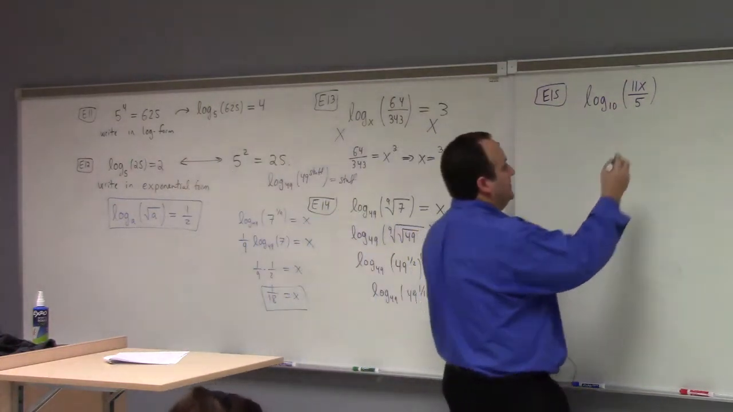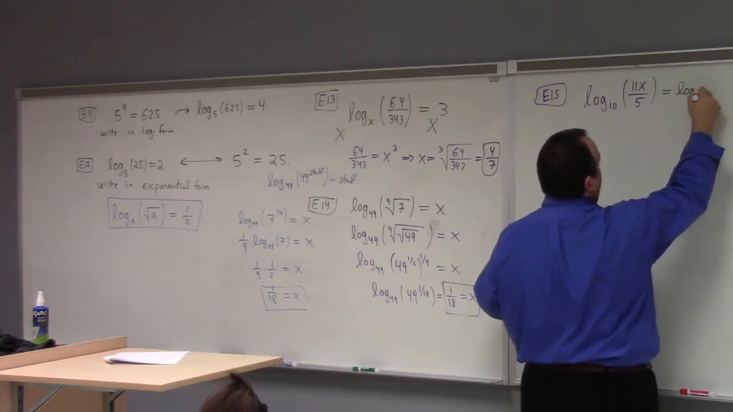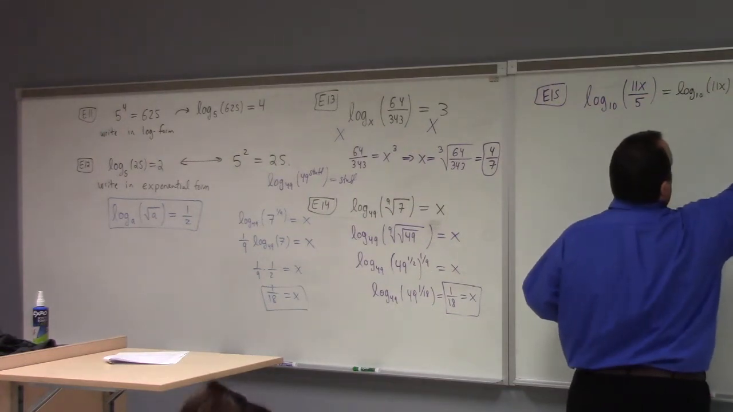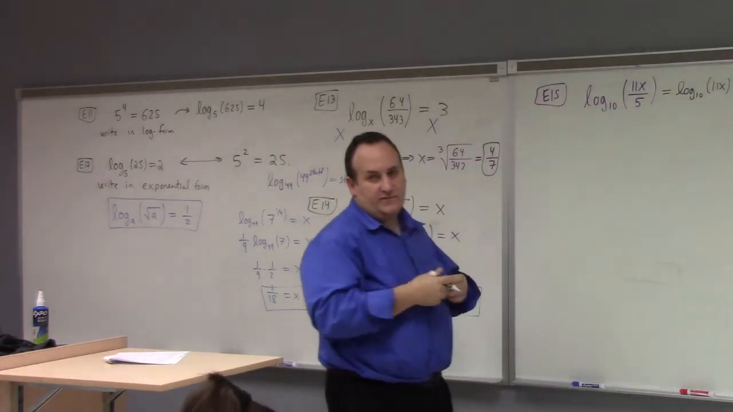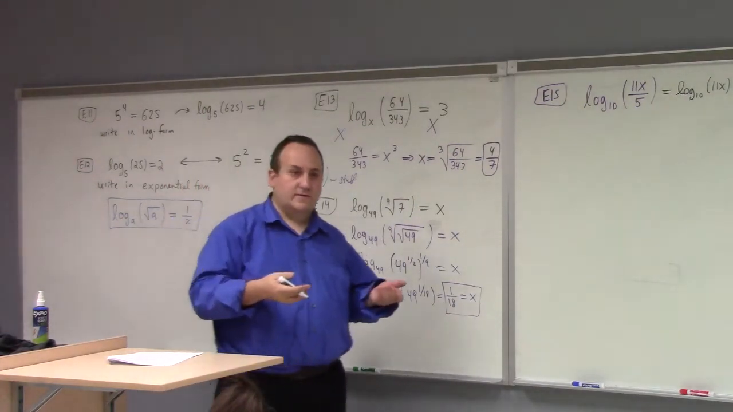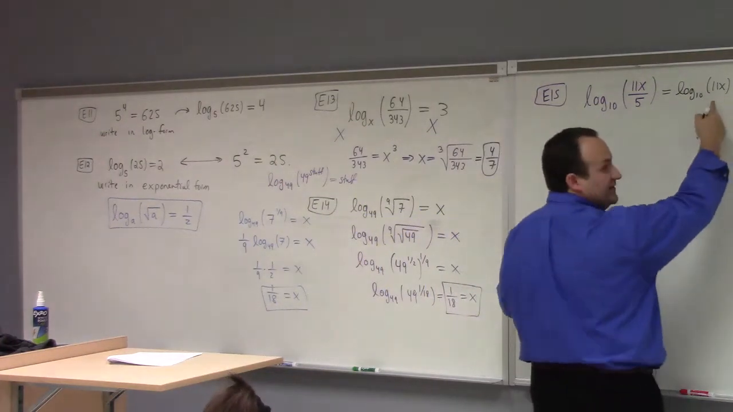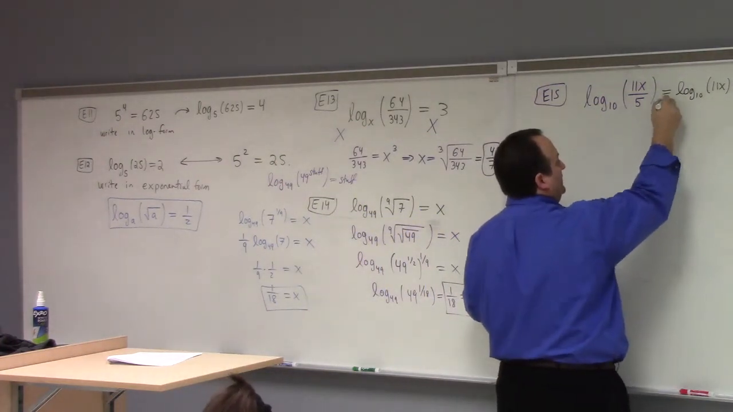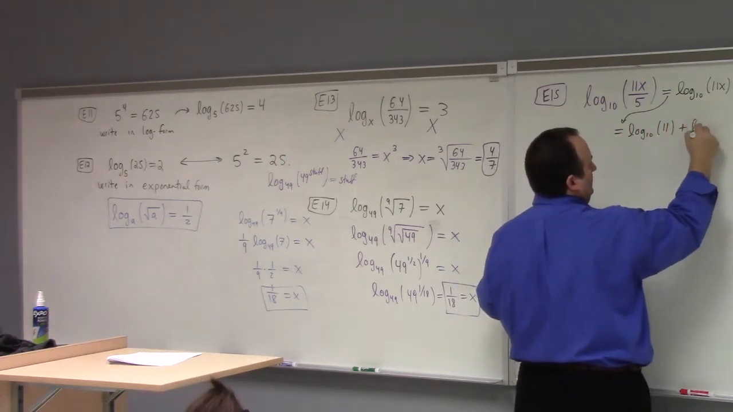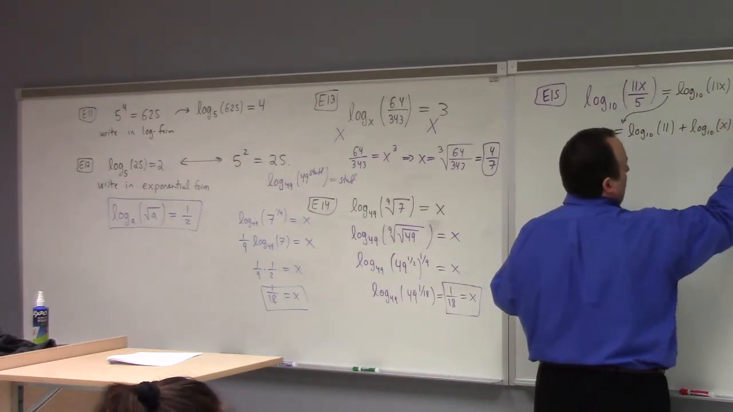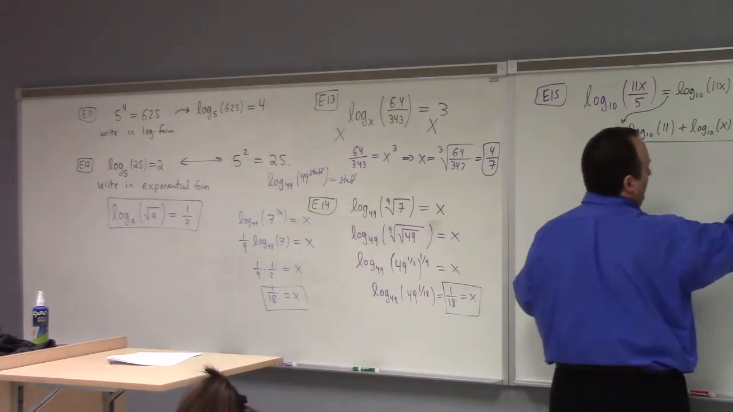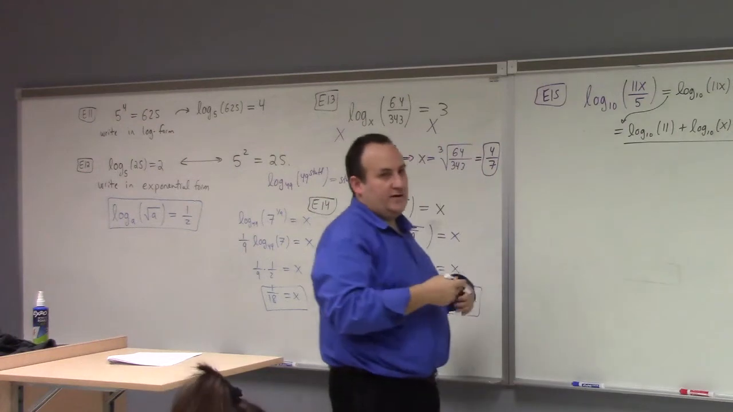So look, what I have here is log base 10 of 11x minus log base 10 of 5. The instructions to this problem say to simplify it so that you're either having a log of a variable or an integer. So I'm not done yet, because I'm not allowed to have 11 times x in my answer. So one more step. This is going to be log base 10 of 11 plus log base 10 of x minus log base 10 of 5.